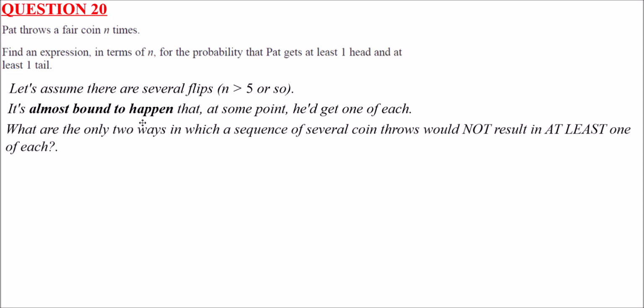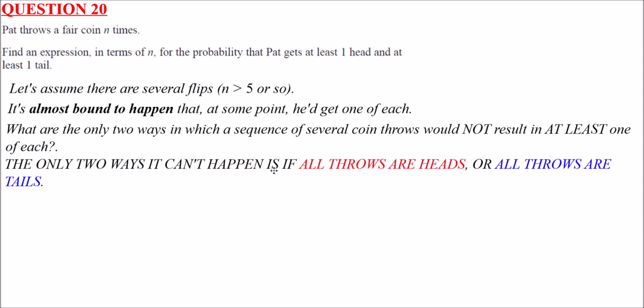There's actually only two ways in which a sequence of several coin throws would not result in at least one of each. And the two ways that could happen are if either all the throws are heads or every single one of the throws are tails. That's the only two ways it can't happen where you don't get at least one head and one tail. So we can now build the formula we need to solve by just thinking it through carefully and logically.